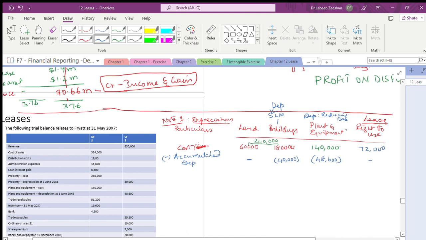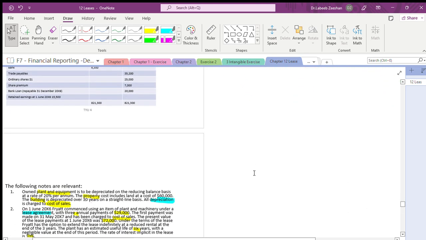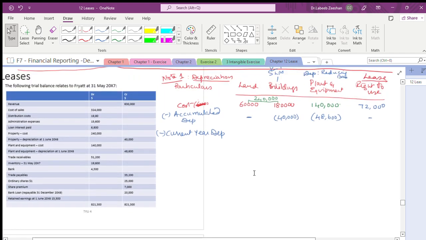Depreciation. Now, see, straight line method, fine. There is no question on that. Next, less current year depreciation. Current year depreciation is how much? Straight line method. How much is the straight line method? 180. What is the life? Property cost, the life is 30 years.